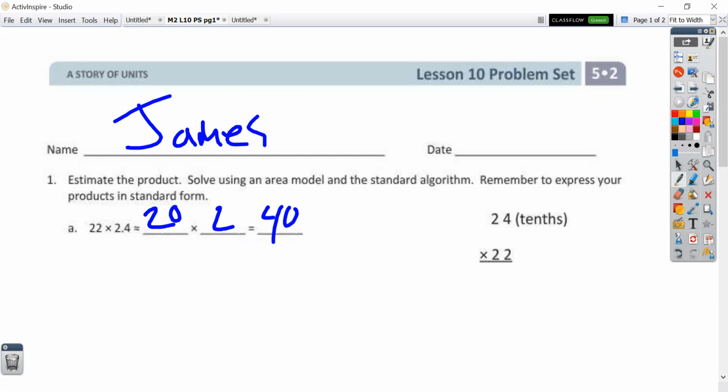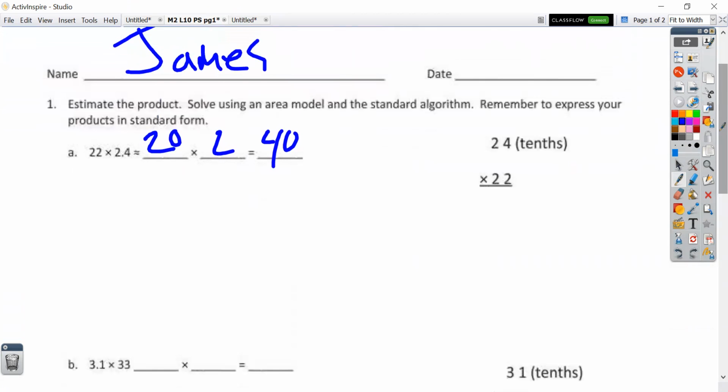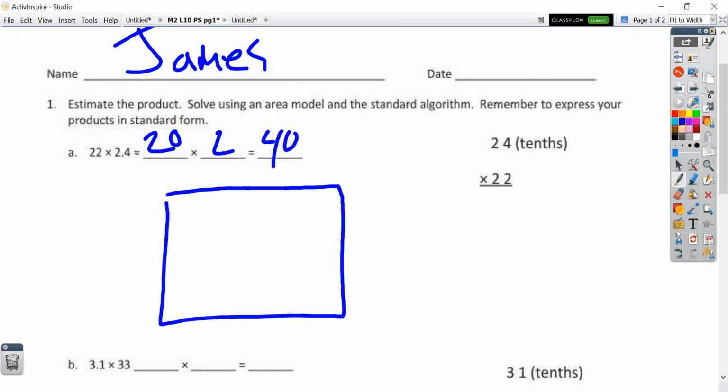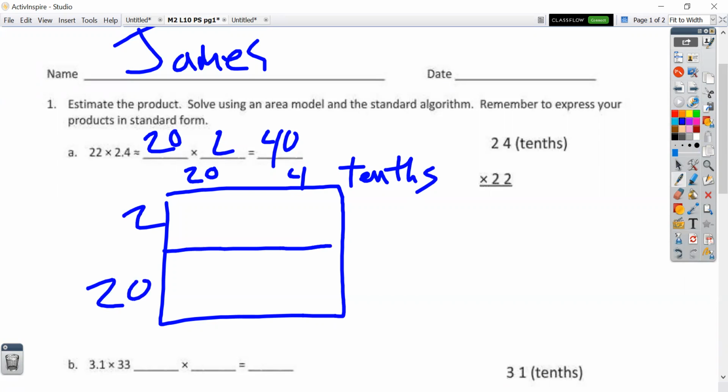And then we're going to solve using the area model and standard algorithm. I know some of you are going to be like, do I have to do both? Yes, please. On this section, yes, please. So let's go ahead and represent 24 on the top part of our, remember this is tenths, so we're going to write that down, 24 tenths, and then we're going to have 2 and 20 for the 22 on the side. Well, let's go ahead and solve inside of these.